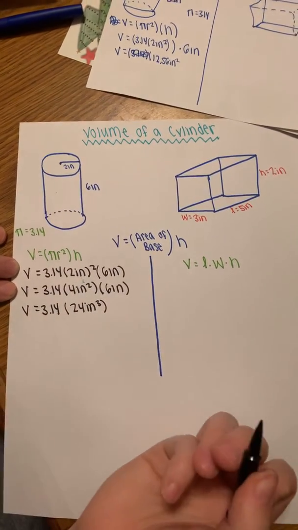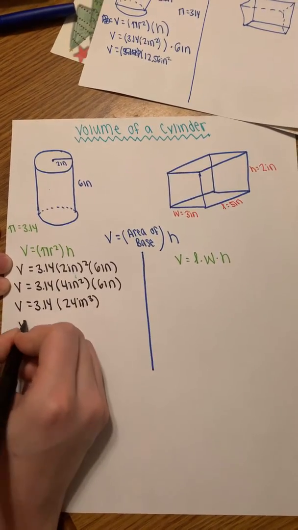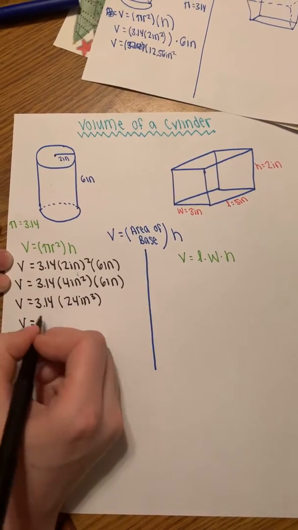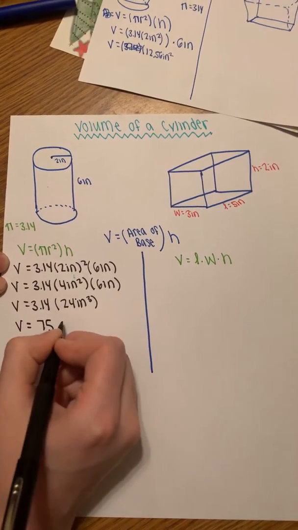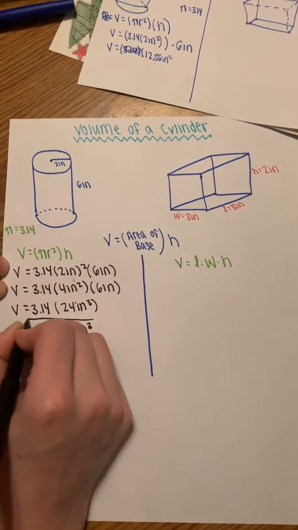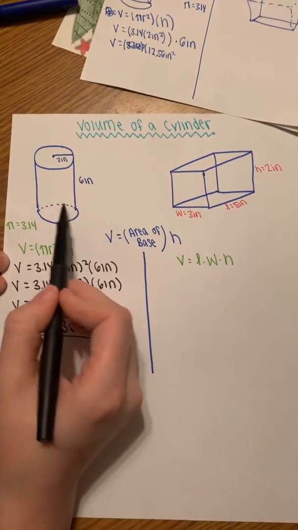So now all that's left is to multiply 3.14 times 24 inches cubed. So 3.14 times 24 inches cubed is 75.36 inches cubed. And that will be our final answer for the volume of a cylinder with a circular base.